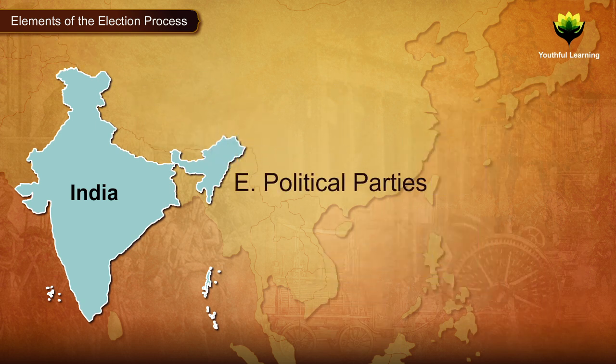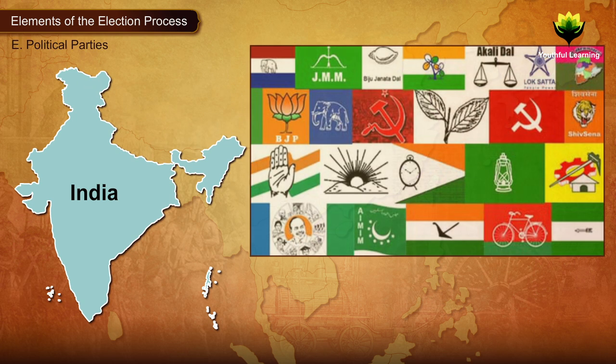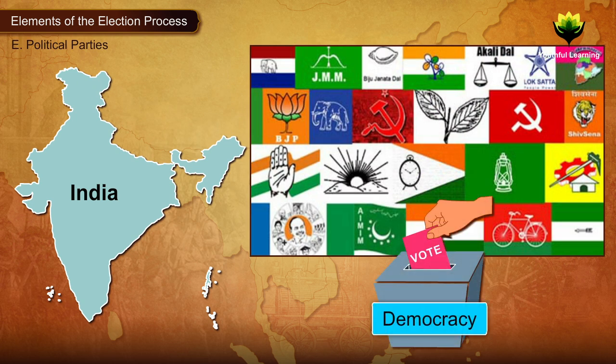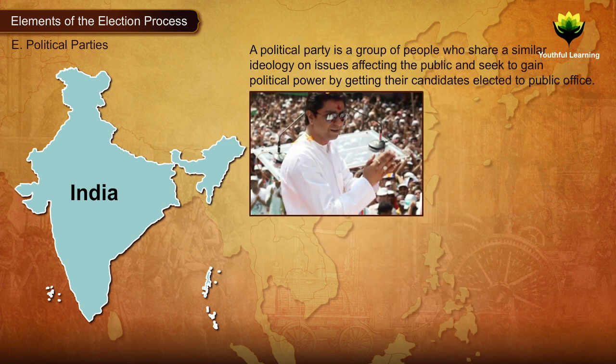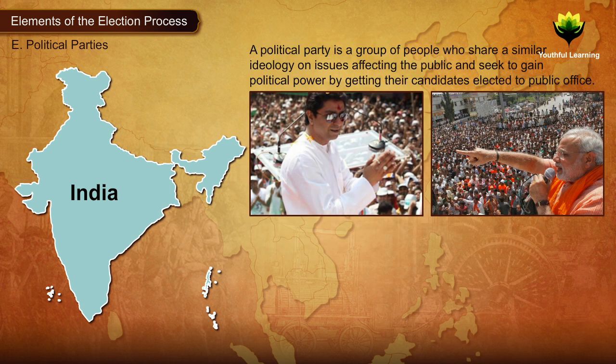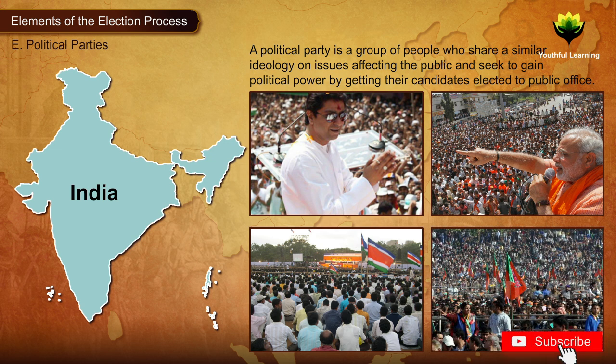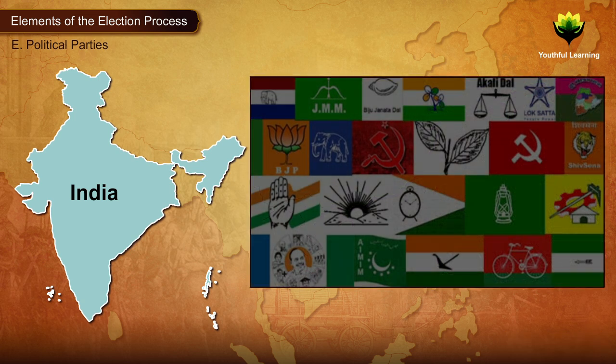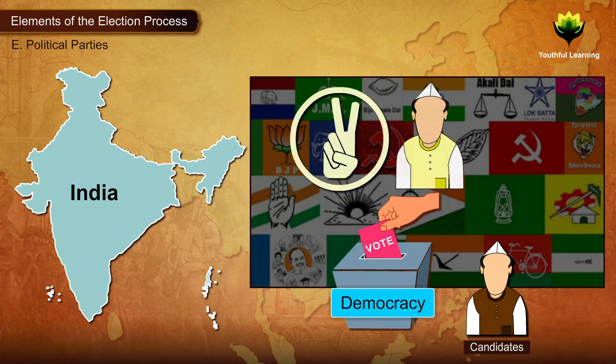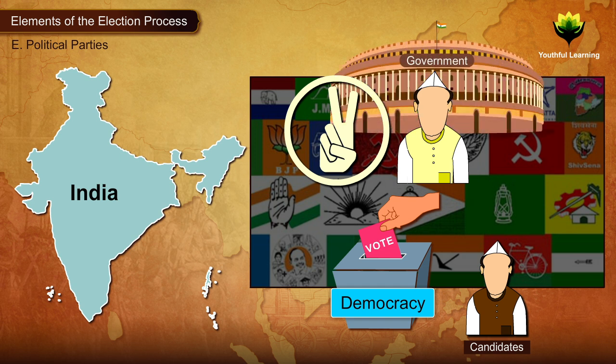E. Political parties. Political parties play an important role in a democracy. A political party is a group of people who share a similar ideology on issues affecting the public and seek to gain political power by getting their candidates elected to public office. Political parties field candidates who contest elections and if elected, the candidates run the government.